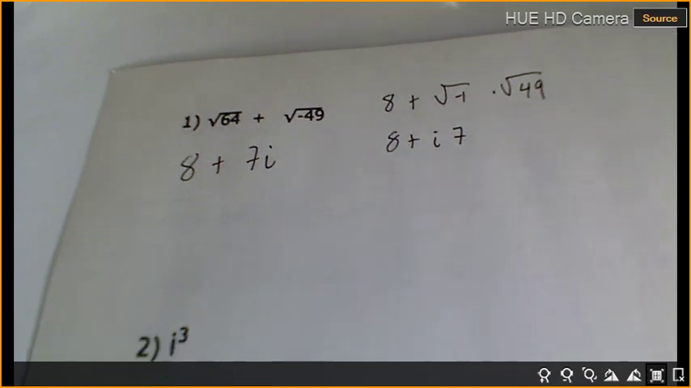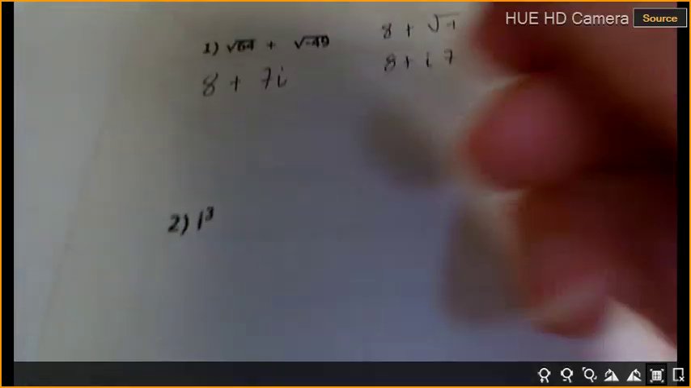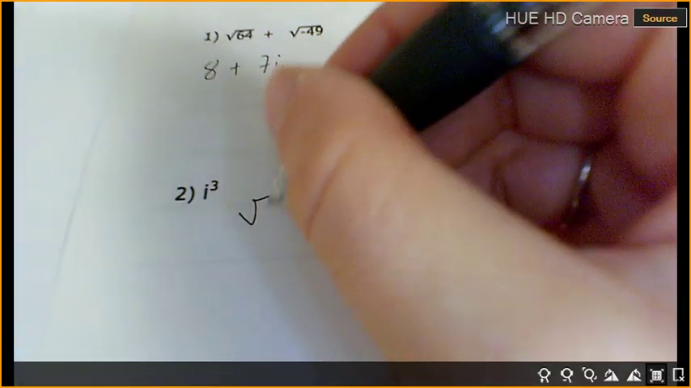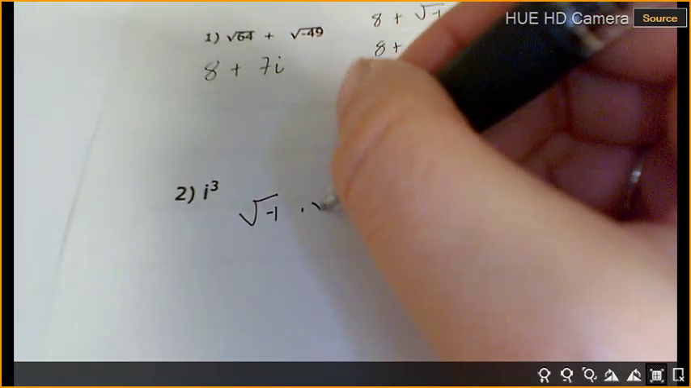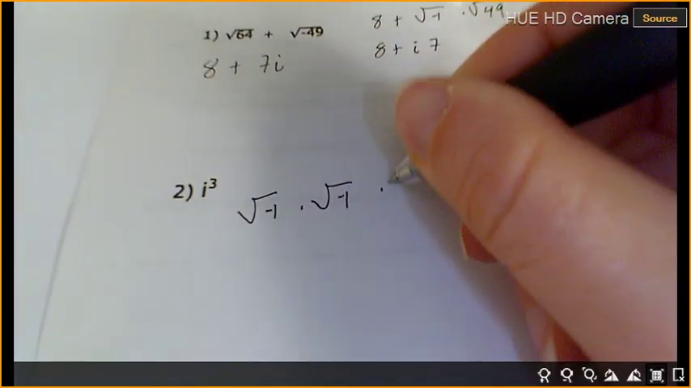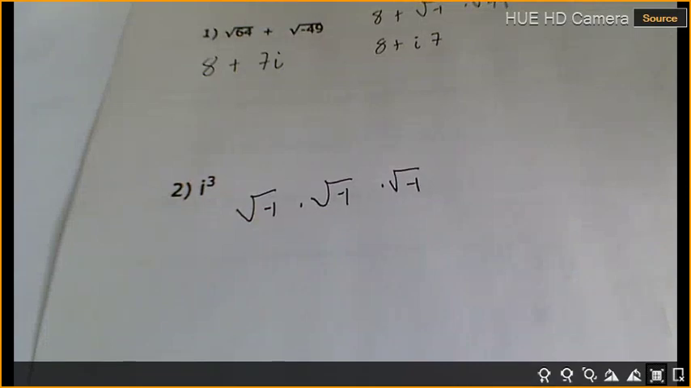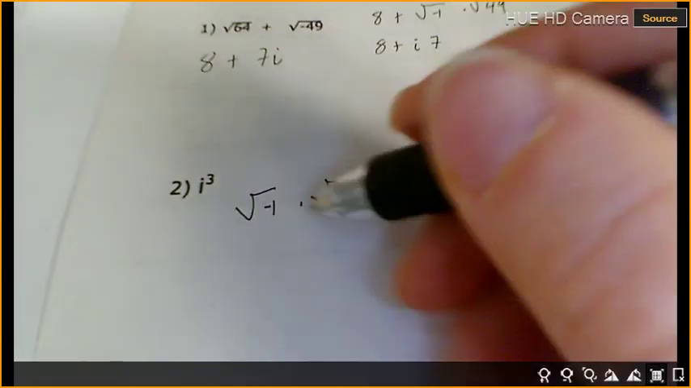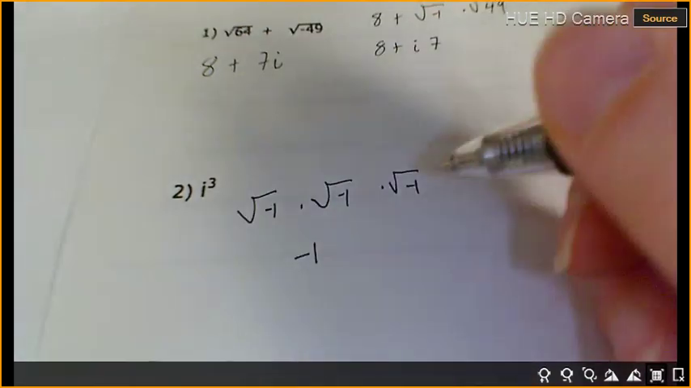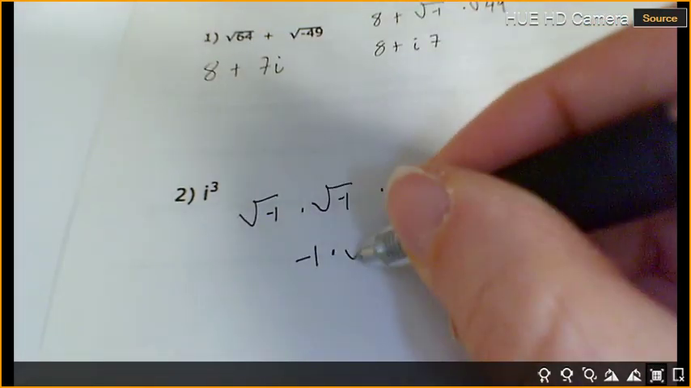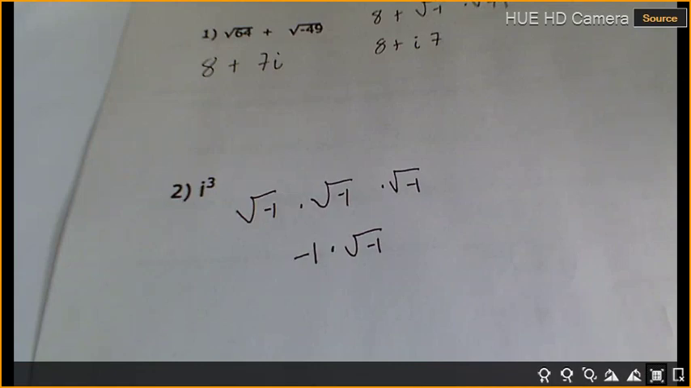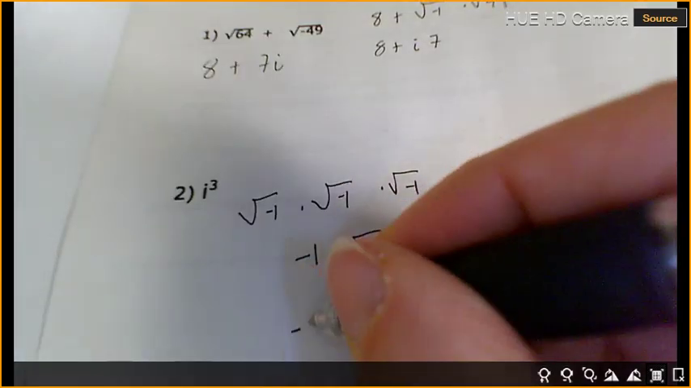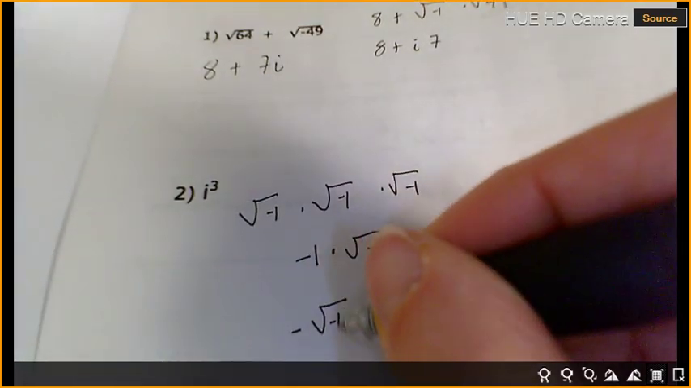All right. We're looking at i to the third. That means you have the square root of negative 1 times the square root of negative 1 times the square root of negative 1. The square root of negative 1 times the square root of negative 1 is just negative 1, correct? Yeah. And then if we times that by the square root of negative 1, we have negative square root of negative 1.